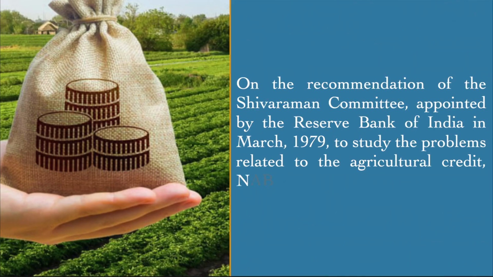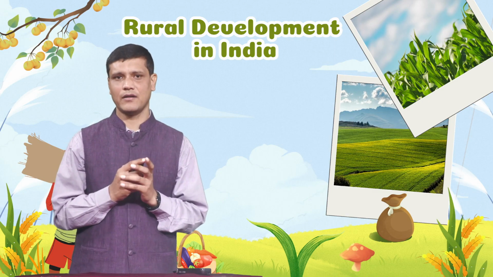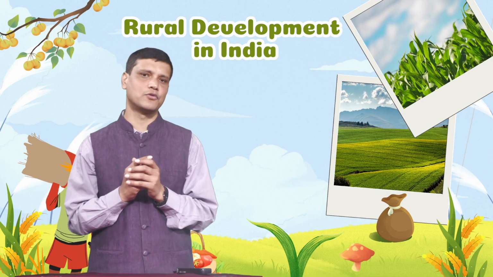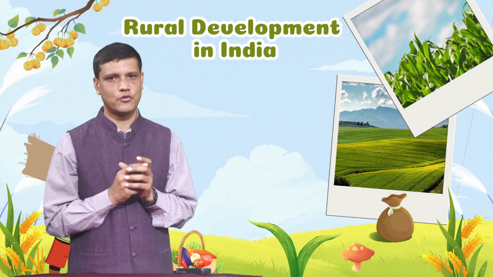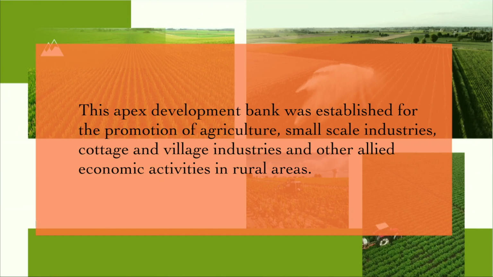On the recommendation of the Sivaraman Committee, appointed by the Reserve Bank of India in March 1979 to study the problems related to agricultural credit, NABARD was established on July 12, 1982. It was established as an apex bank for agricultural credit. This was expected to play an important role in agricultural and rural development. This apex development bank was established for the promotion of agriculture, small-scale industries, cottage and village industries, and other allied economic activities in rural areas.